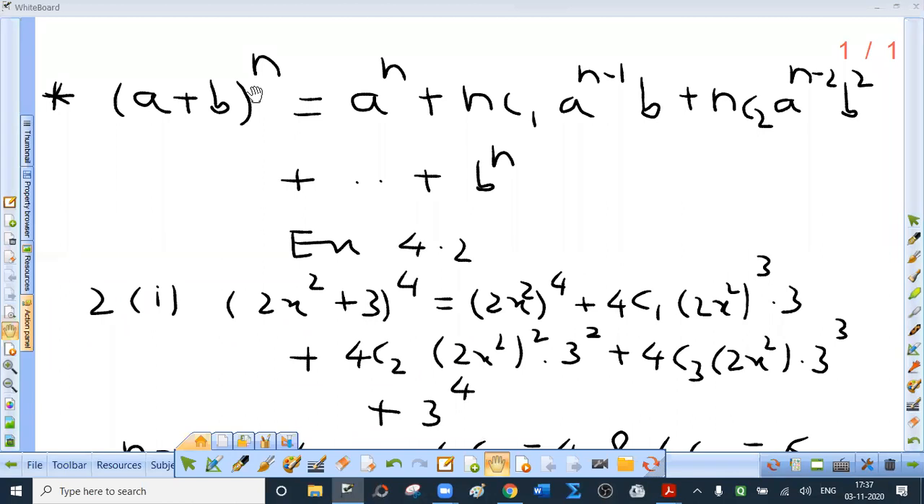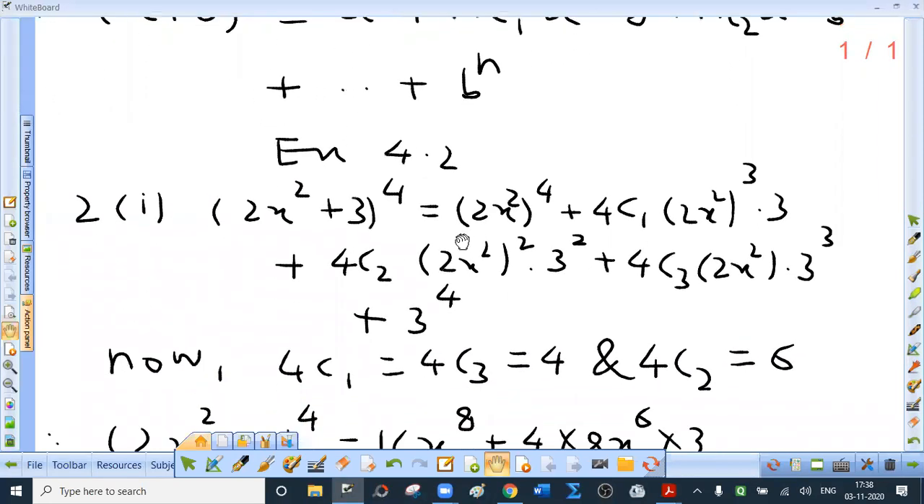(a + b) raised to n. It is actually nC0, but it is 1. That is why I have directly written a raised to n plus nC1 a raised to n minus 1 into b plus nC2 a raised to n minus 2 b square up to nCn, which is again 1, b raised to n. See, index of the first term goes on decreasing by 1. At the same time, index of the second goes on increasing by 1.